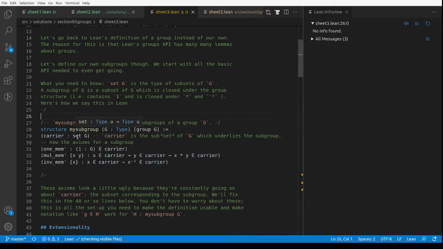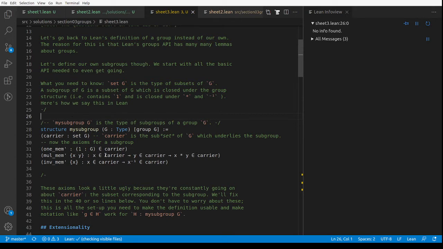So set G is the type of subsets of G. Remember, Lean uses type theory, not set theory. So a set is not a primitive object, and somewhere in core Lean, the type of subsets of G is defined. It could have been called subset G, but it's called set G, I think firstly because set is smaller, and secondly you could think about a term of type set G as being a set of elements of G, if you like.